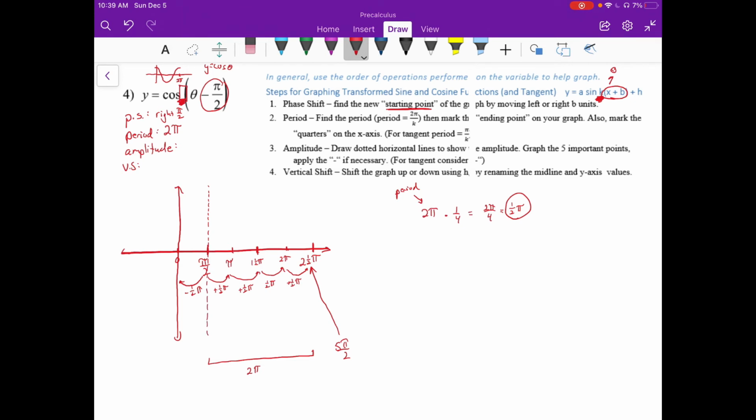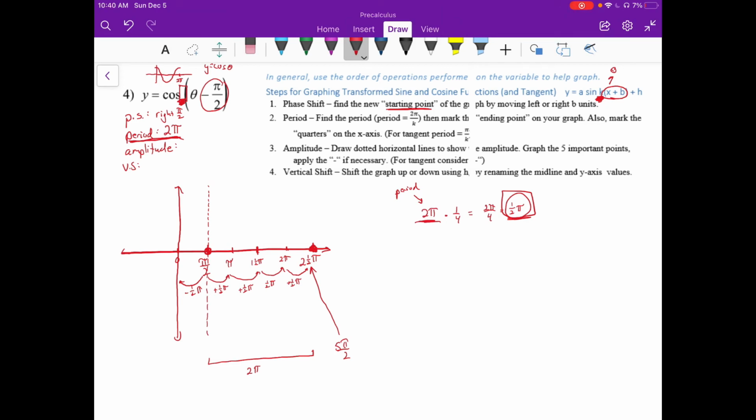So that was a lot of information just to do with the period. We had our starting point, we found our ending point, and then we used the half pi, which was a quarter of our period, to help us find these in-between points and help us find where the y-axis was. Sometimes we have to do a little bit more estimating where the y-axis is.